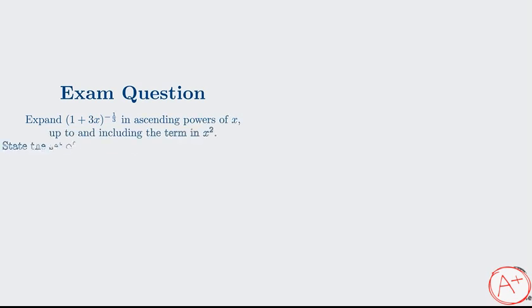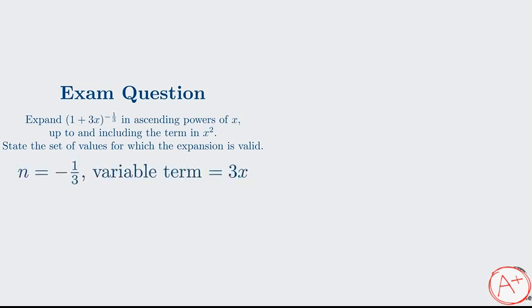Now, let's look at a typical Cambridge P3 exam question. Expand (1 + 3x)^(-1/3) in ascending powers of x, up to and including the term in x². State the set of values for which the expansion is valid. We start by identifying that the leading term is already 1, and our power n is negative 1/3. The variable term is 3x.